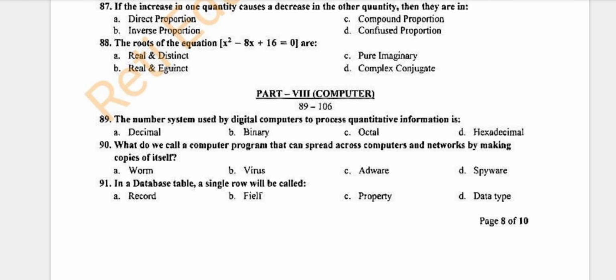Now questions from computer, only 3 questions. Question number 89. The number system used by digital computers to process quantitative information is, and the correct option is binary. Question number 90. What do we call a computer program that can spread across computers and networks by making copies of itself? And the correct option is worm. A. Question number 91. In a database table, a single row will be called, and the correct option is record.